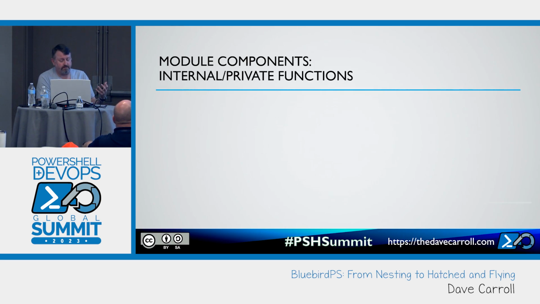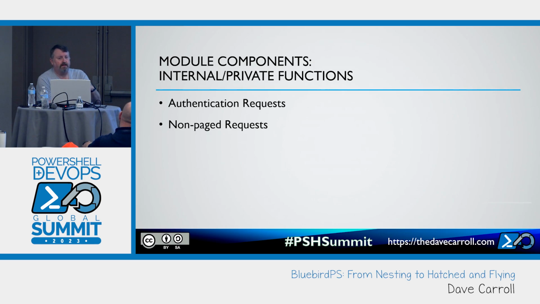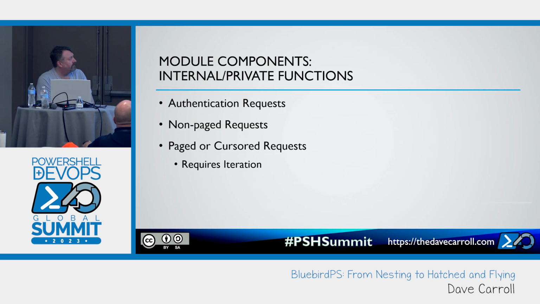So the next thing, once you have your authentication concept, is to think about your internal, your private functions. Those would include the authentication request. And also, when you're going against an API, not all APIs will give you all the data back. Like if you're on Facebook and you start scrolling and you see the little wait symbol at the bottom of the list, it's actually doing another API call to get paged or cursored requests from that API.